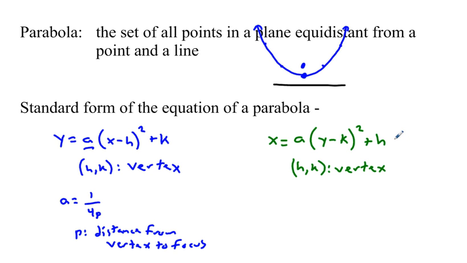Okay, so just like with the circle, let's talk about how, if we're given an equation, how to get it in this standard or vertex form, and then how to graph everything we know. Oh, one last thing. We talked about the vertex, the focus. This line down here is called the directrix, and we're going to find the equation of that line also.